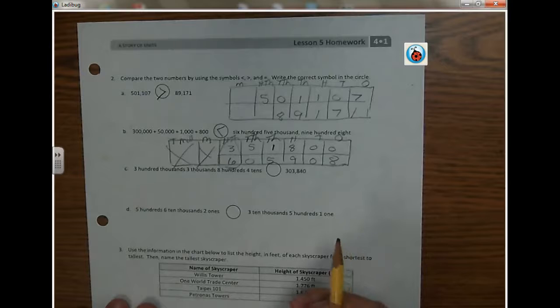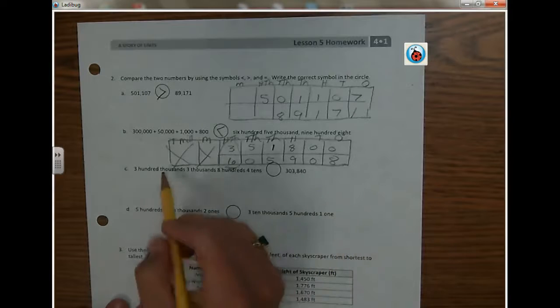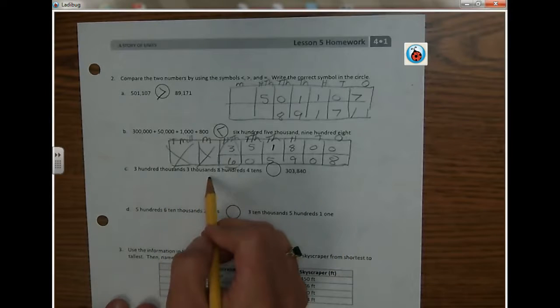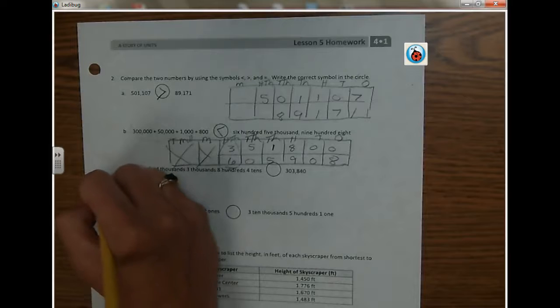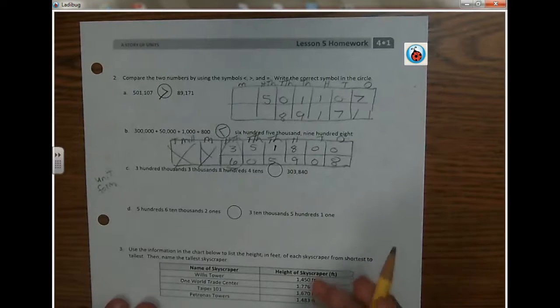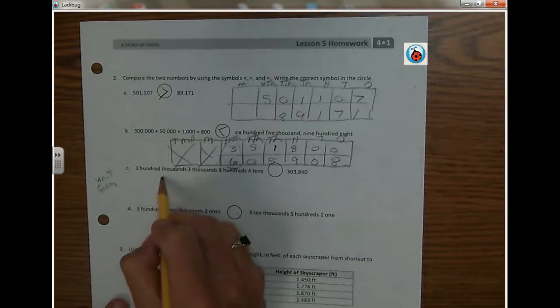So let's look at the next ones. 300,000, 3,000s. This is called unit form. We haven't really talked about unit form very much. However, it's pretty simple.